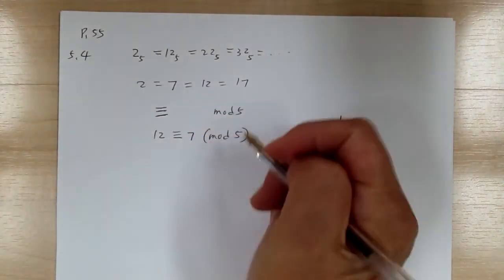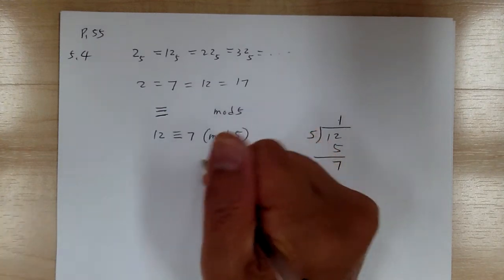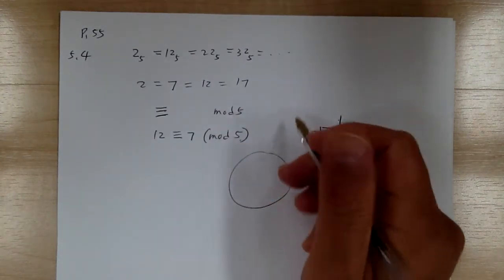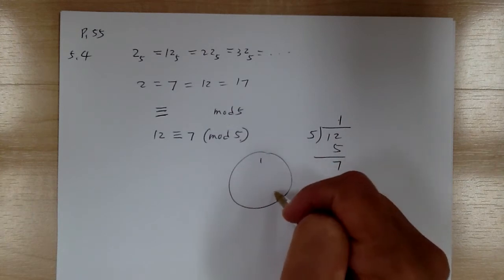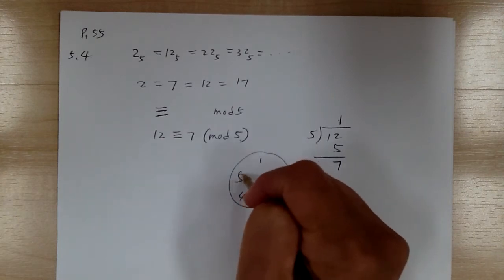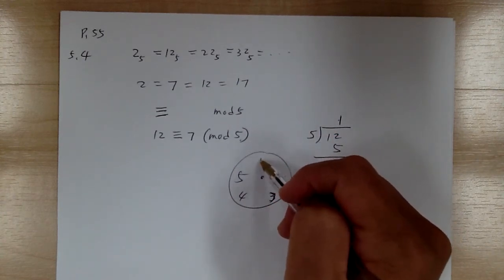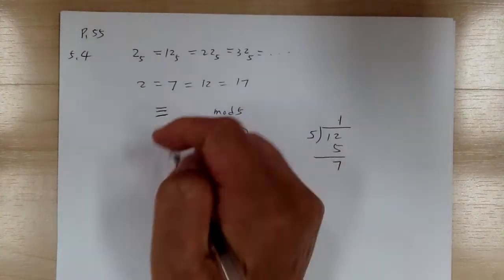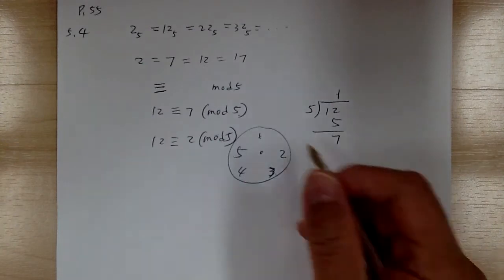When you're doing modular arithmetic, think about the clock, and you go around the circle on the clock. This clock, mod 5, means you have a clock with only 5 numbers: 1, 2, 3, 4, 5. So 12 would be, if you start from here, 1, 2, 3, 4, 5, 6, 7, 8, 9, 10, 11, 12. And so this is also congruent to 2 mod 5. So they are congruent.